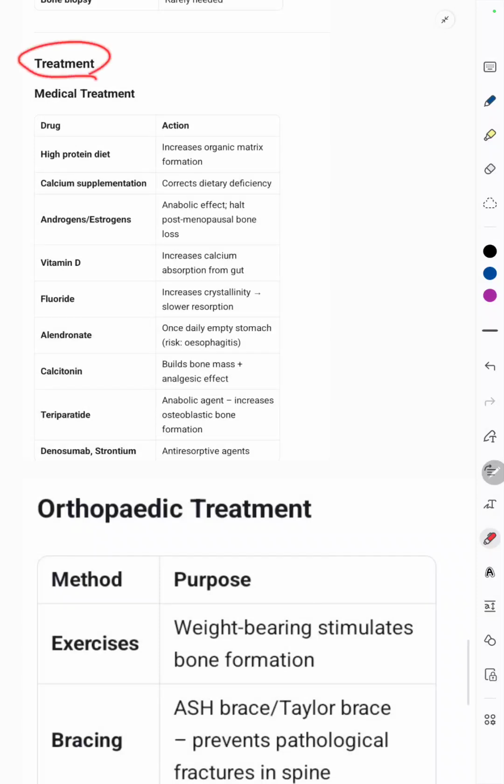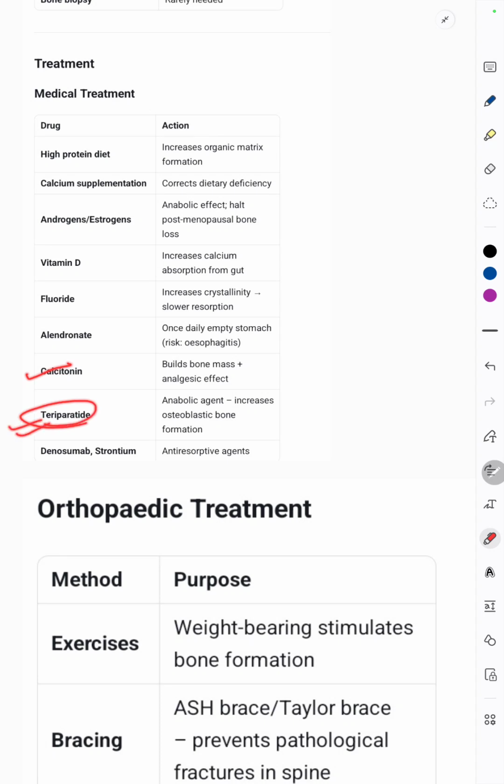Now the treatment. The medical treatment consists of a high protein diet, calcium supplementation, and androgens or estrogens, which have an anabolic effect. Then vitamin D increases calcium absorption. Alendronate or risedronate are bisphosphonates. They are taken on an empty stomach, and nothing should be eaten for 30 minutes afterwards because there is a risk of esophagitis. Calcitonin can be taken.